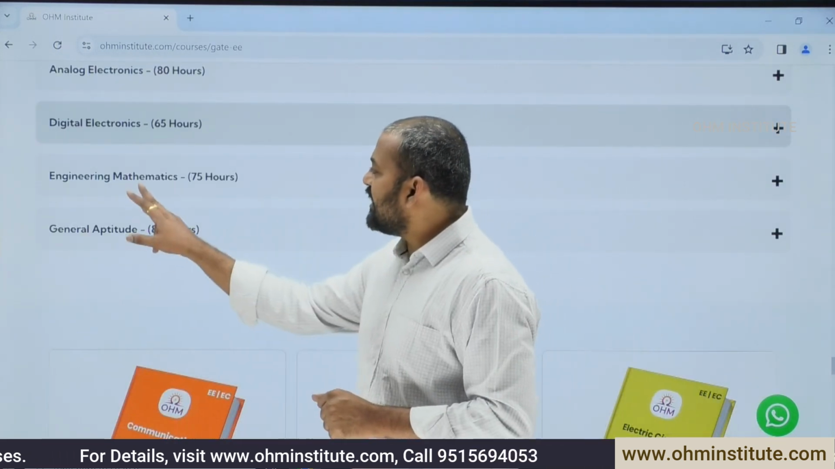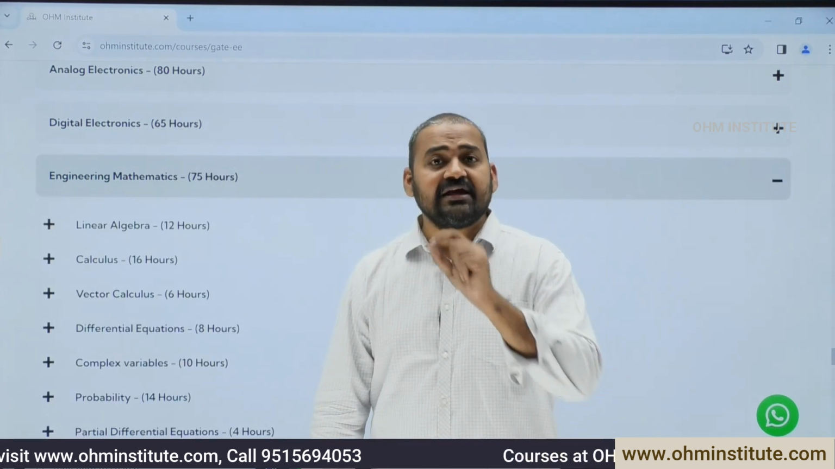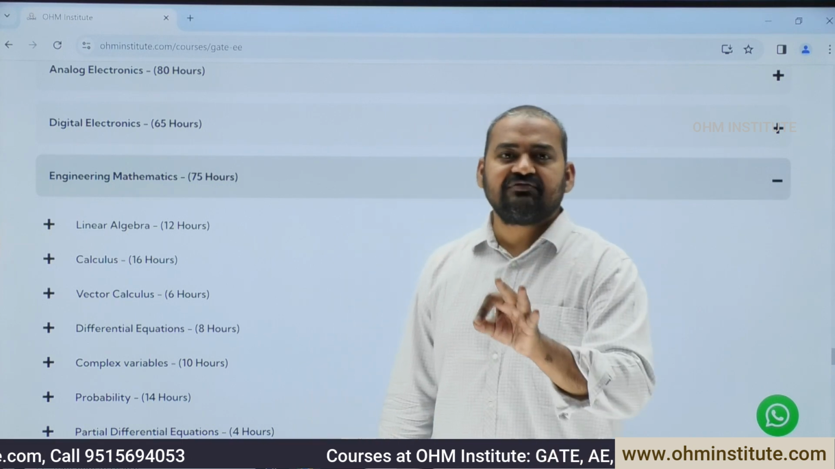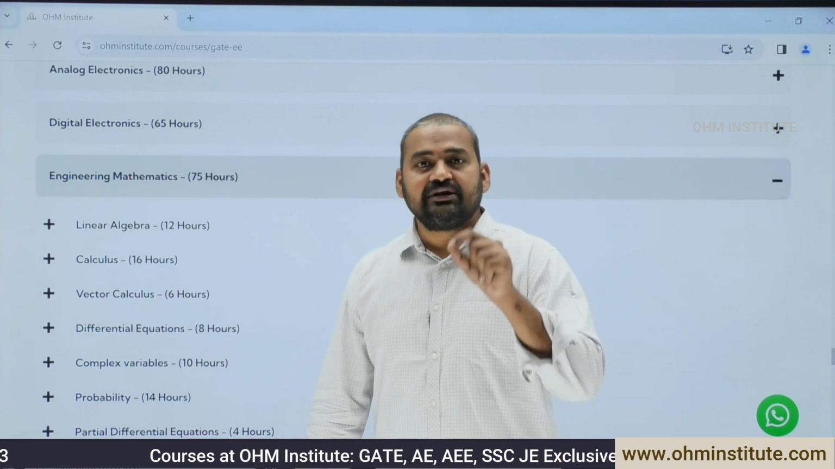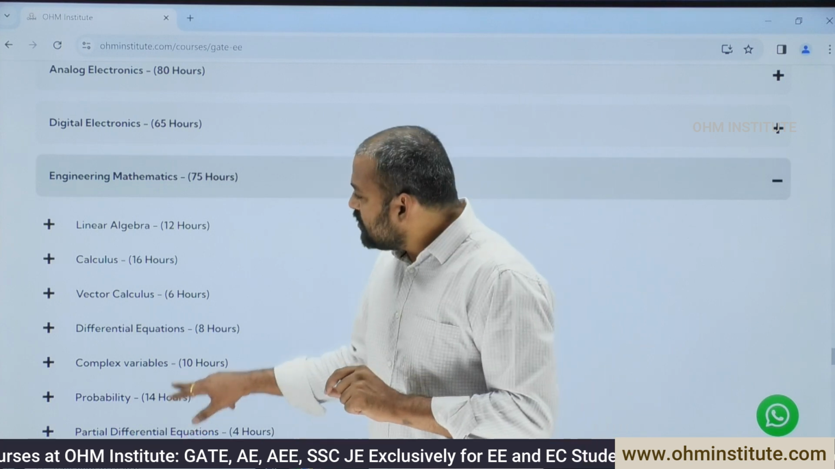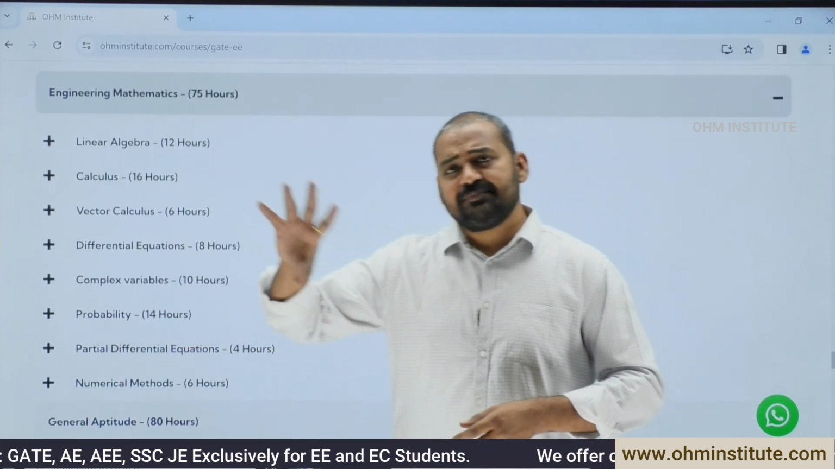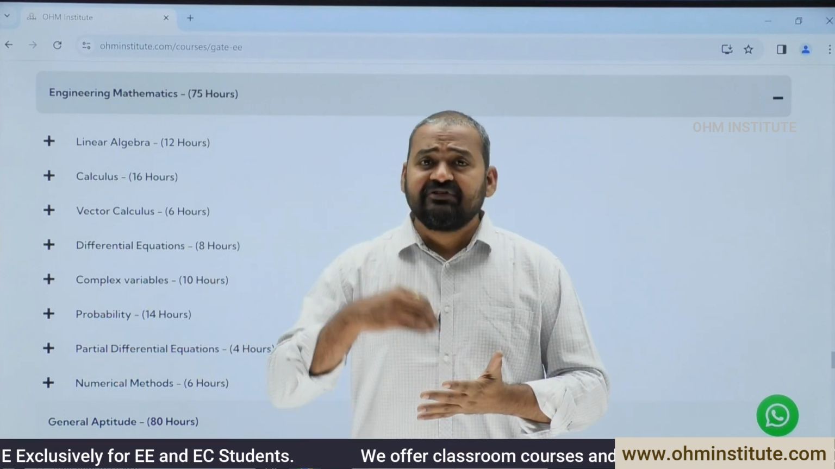And finally, we have mathematics. Mathematics is a very important, high weightage subject. If you consider the GATE examination, which subject will carry the highest number of marks? Mathematics. Mathematics will take around 13 marks weightage in the GATE examination. Don't assume that mathematics is a difficult subject. Coming to semester examinations, mathematics is slightly difficult because a lot of derivations will be there.